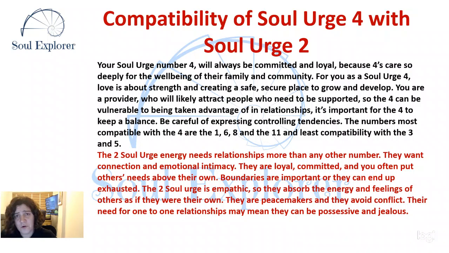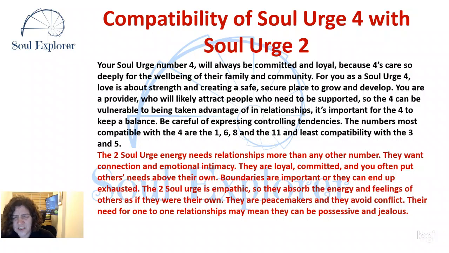The soul urge 4 doesn't like to argue. They like to be quiet. They like to be ordered. They like to be organised. And the 2 hates arguing. They hate disruption. They're the peacemakers, and they avoid conflict at all costs. And they need one-to-one relationships, which works for the 4 because that's what gives them the security they need.